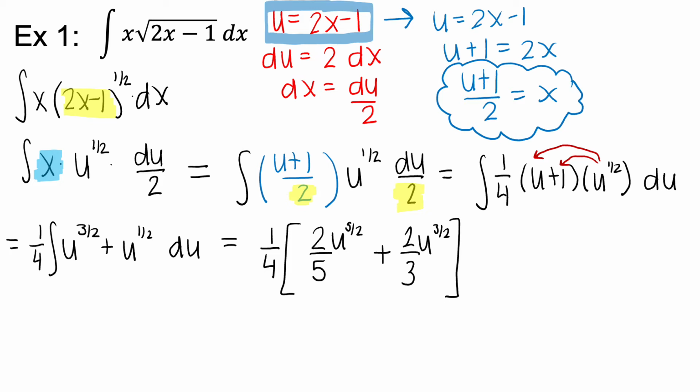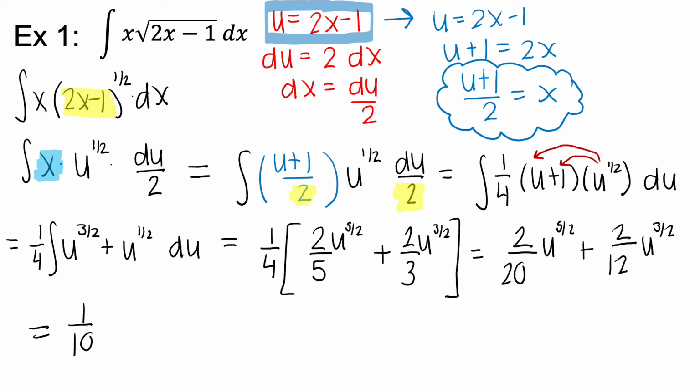Now we just want to clean this up a little bit before we are finished. So let's go ahead and distribute that 1/4 through. So this becomes 2/20 u to the 5/2 plus 2/12 u to the 3/2. So let's go ahead and simplify. 2/20 we can write as 1/10.